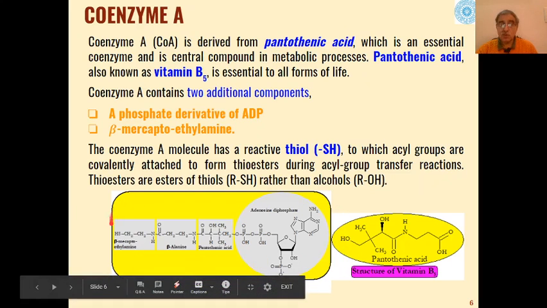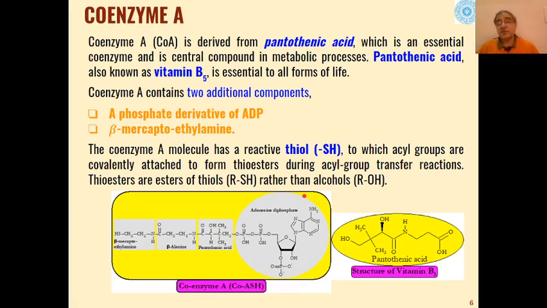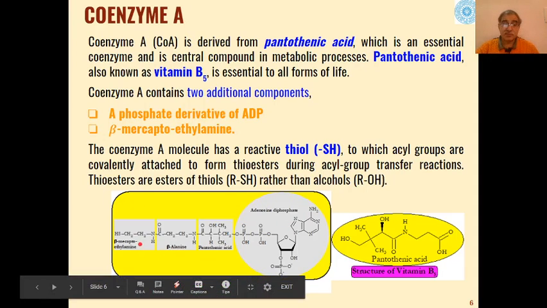So this whole part of the molecule is called coenzyme A, where we can say that we have these four parts: beta mercaptoethylamine, beta alanine part, pantothenic acid, and adenosine diphosphate. And this pantothenic acid is the vitamin B5 part of the coenzyme.